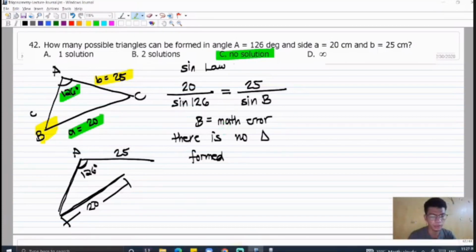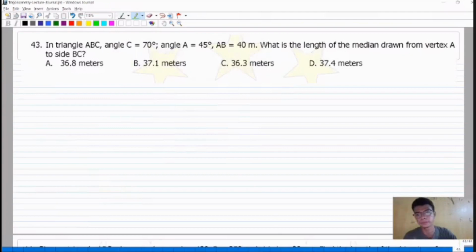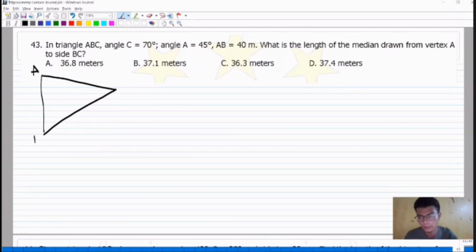Last two problems. Number 43. In triangle ABC, angle C is 70 degrees, angle A is 45 degrees, and then AB is 40 meters. Gawin muna ulit natin yung triangle ABC. Yung angle C daw ay 70, yung angle A ay 45, and then yung AB is 40. What is the length of the median drawn from vertex A to side BC?